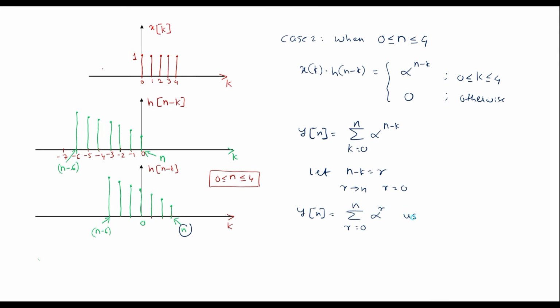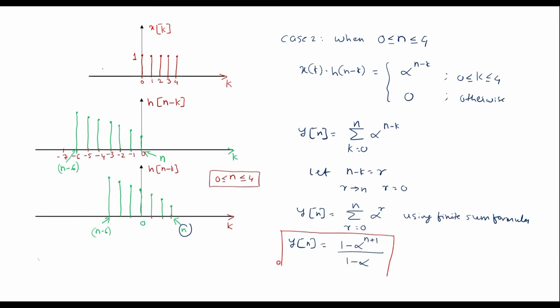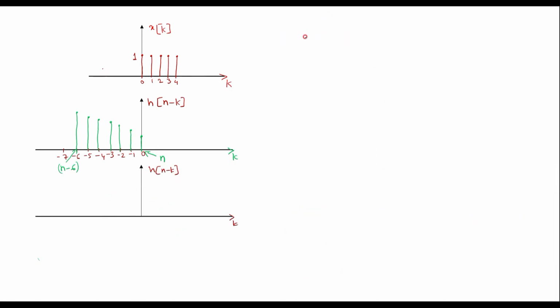So now using the finite sum formula, we can write y of n is equal to 1 minus alpha power n plus 1 divided by 1 minus alpha. So this is the value of the y of n signal when the n value is in between 0 to 4. Now we'll consider case 3.